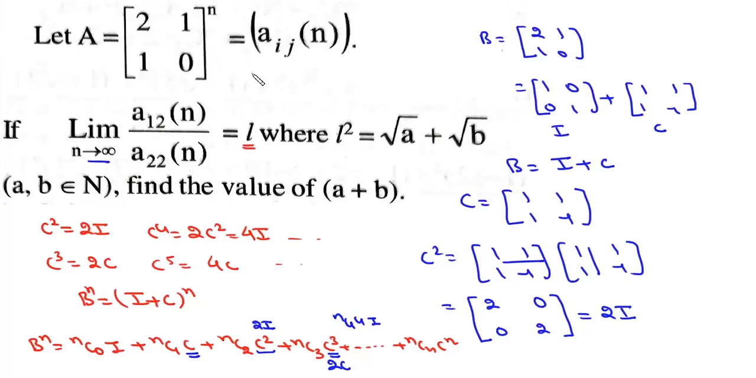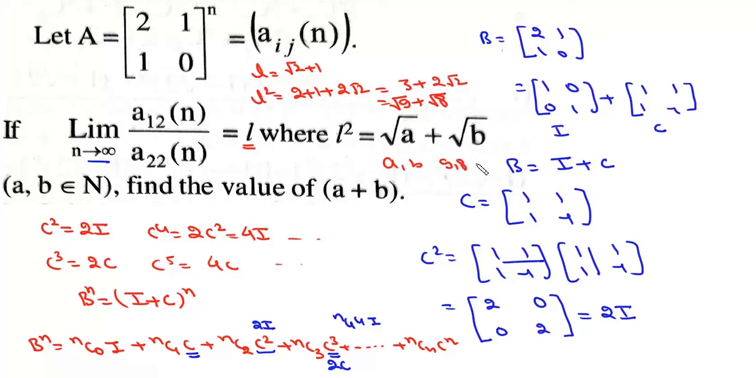So the value of L is root 2 plus 1. Now L square will be 2 plus 1 plus 2 root 2, which is 3 plus 2 root 2. Now we can write this 3 as under root 9 and we can write 2 root 2 as under root 8. So the values of a and b can be 8 or 9, or 9 or 8. Then the value of a plus b will be 9 plus 8, which is 17.